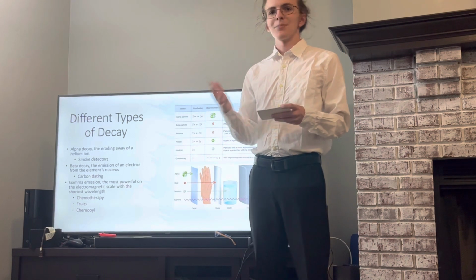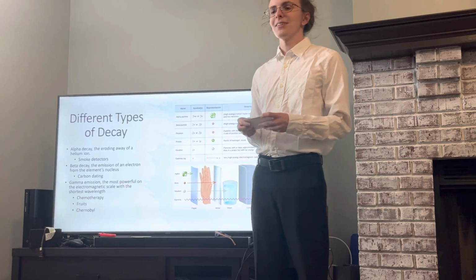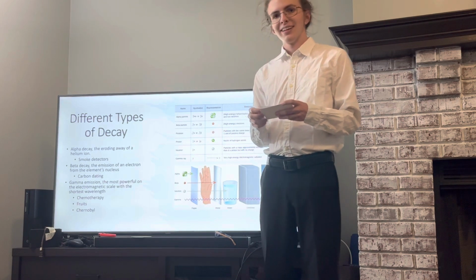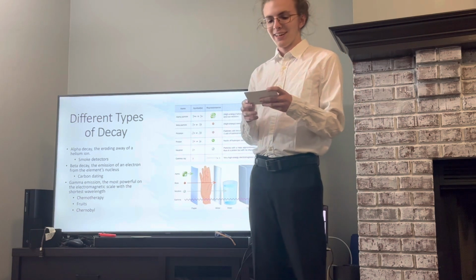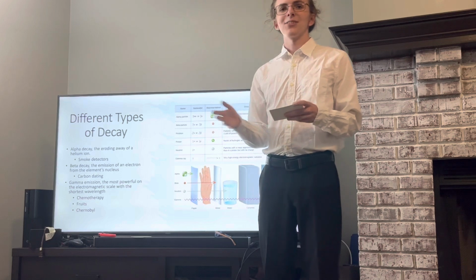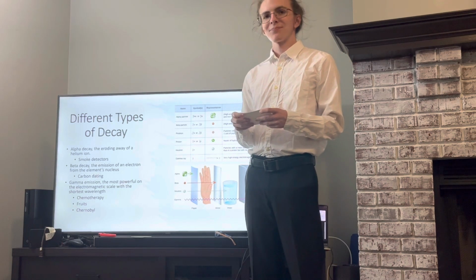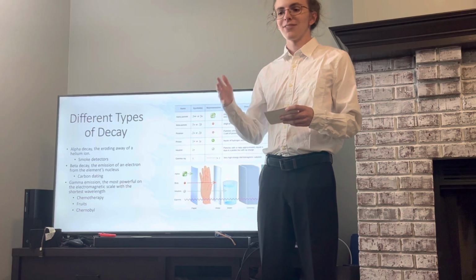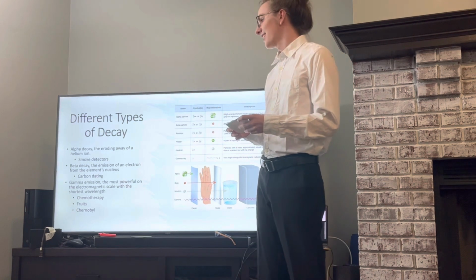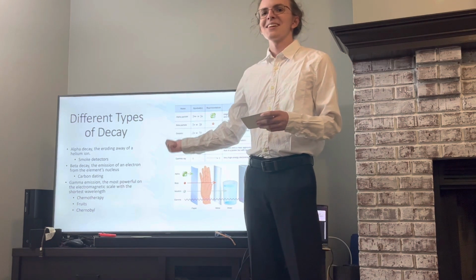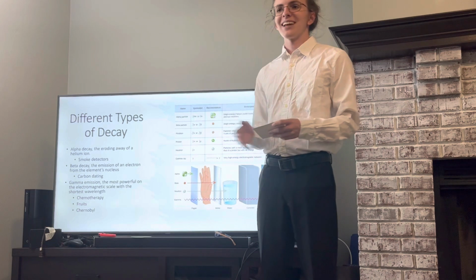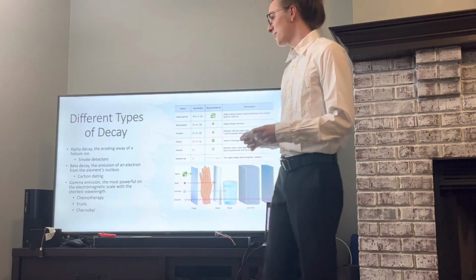Gamma rays can be found alongside beta radiation in chemotherapy, and gamma rays are used to treat fruits, to get rid of all the microorganisms. And Chernobyl, the radiation output from Chernobyl is gamma radiation.